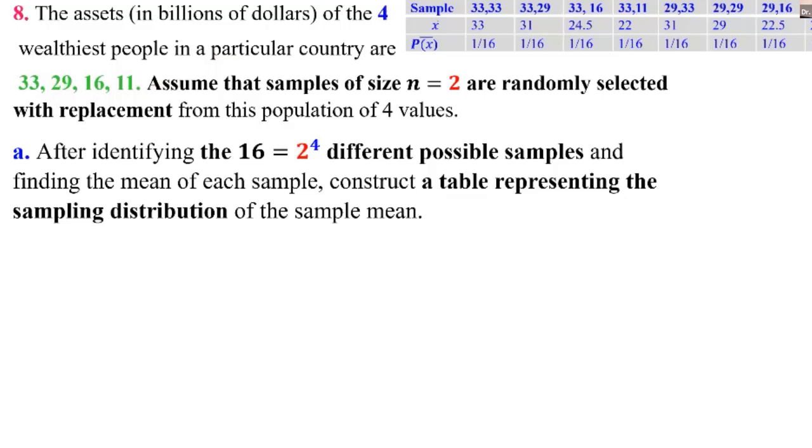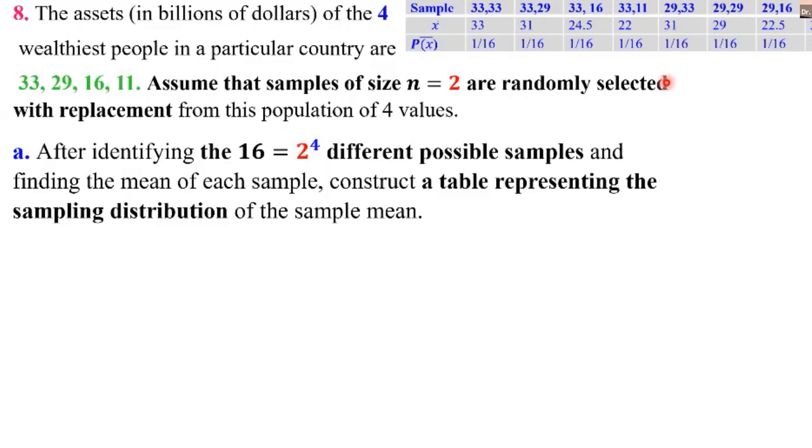Now, what is X bar? You just add them up, divide by 2. Obviously, the two numbers are identical. It becomes itself. The probability, if you go through the whole process, there are 16. So for each one is 1 over 16. For 33 and 29, the answer for X bar is 31, is 1 out of 16. You continue all the way to the end. So that's what you do.